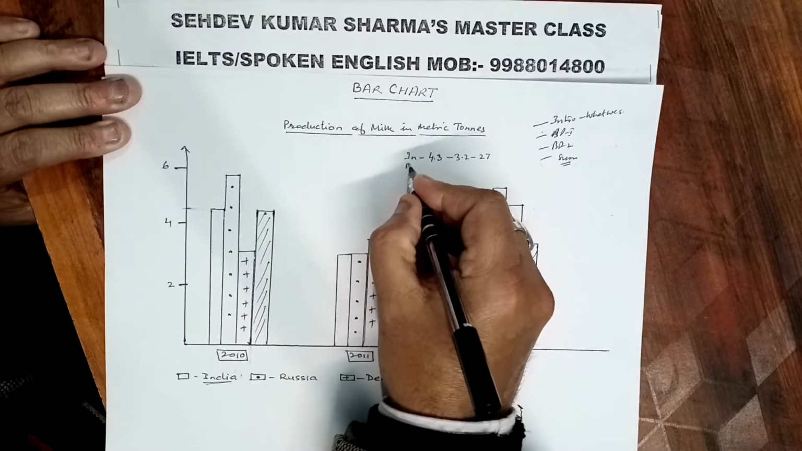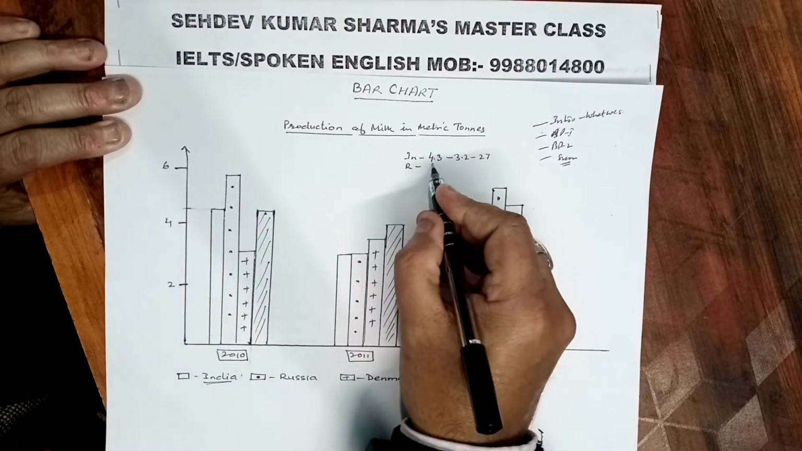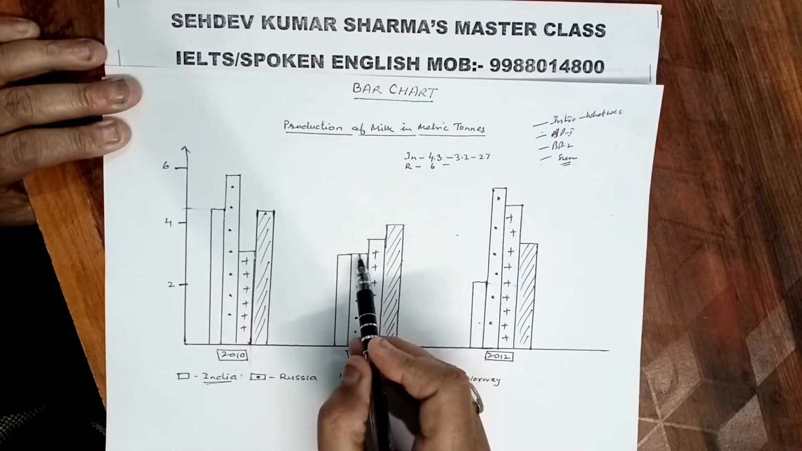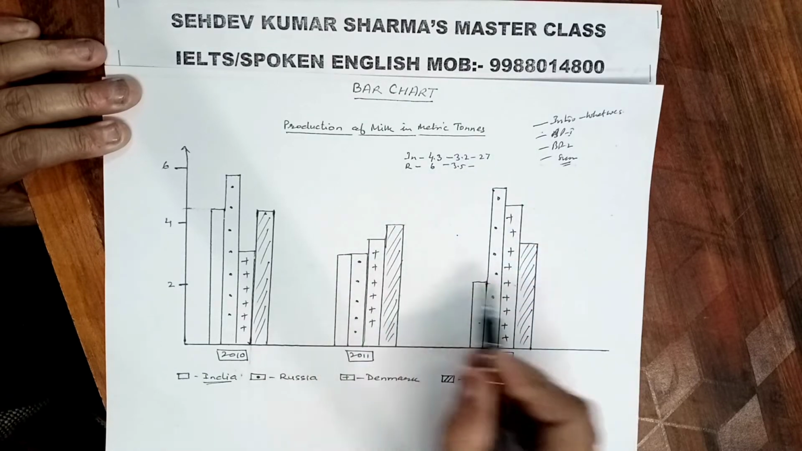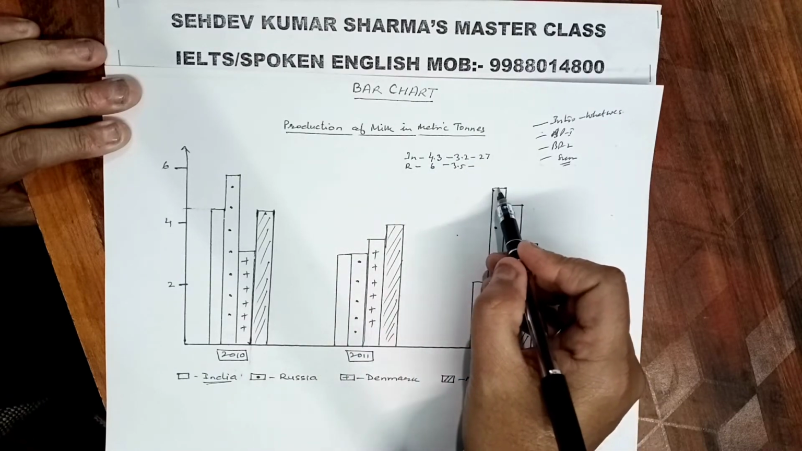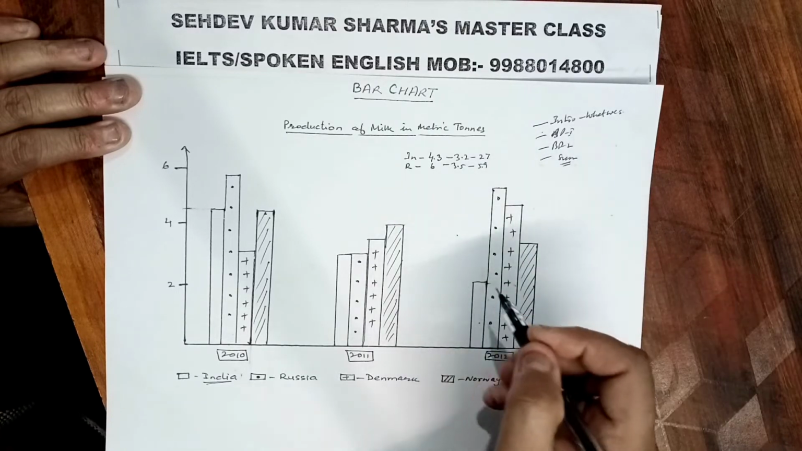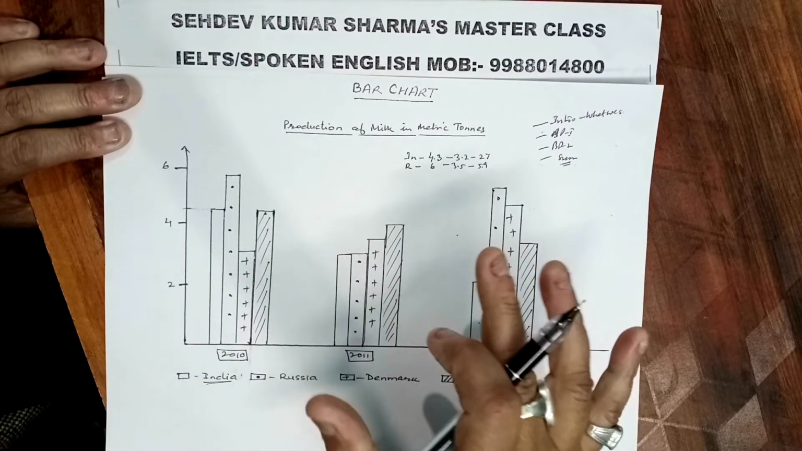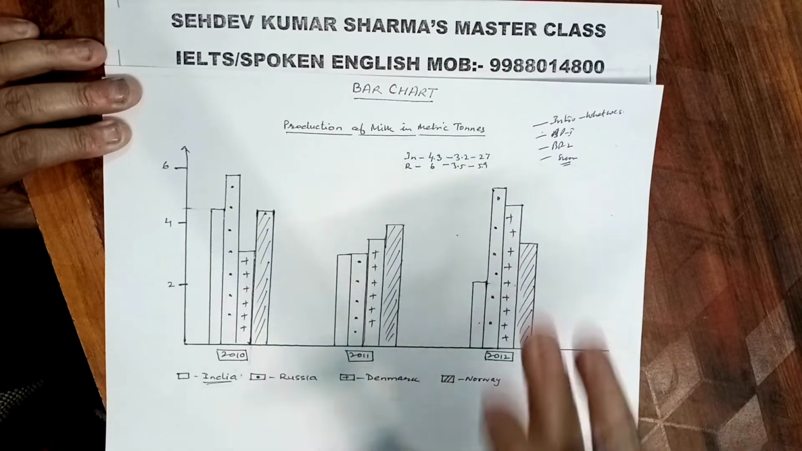In case of Russia, the Russian figure is exactly at 6. What is the next figure? Russia has decreased to 3.5. Next, Russia is again near about 5.9. We have analyzed this. You have to do this before you start writing. Do not push yourself immediately into the tension and start writing. First you analyze the data.